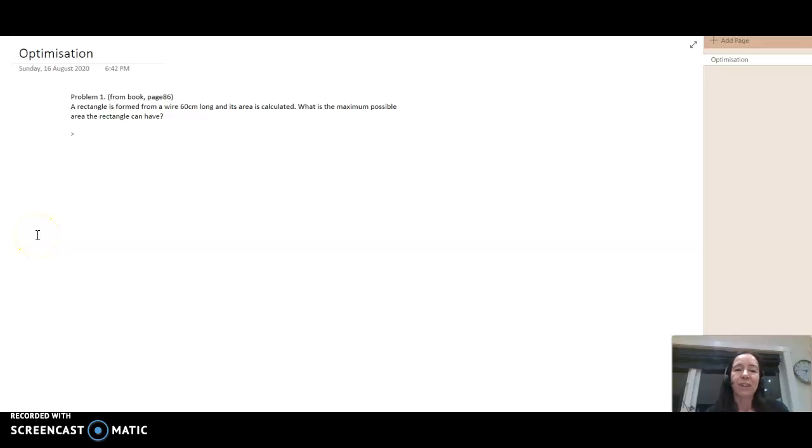Our next topic that we're going to be looking at is optimization. Optimization, as the name suggests, is when we are trying to find an optimum amount of something. So it could be the highest profit, it could be the lowest amount of plastic to use in something, or fencing, etc. So we are either maximizing or minimizing, depending on what they are asking for.